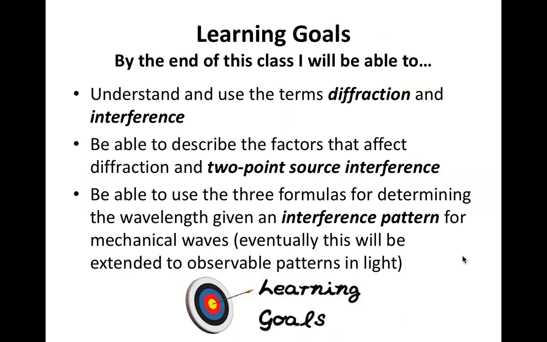So the learning goals for this lesson are to understand and use the terms diffraction and interference, to be able to describe the factors that affect diffraction and two-point source interference, and to be able to use 3 brand new formulas for determining the wavelength given an interference pattern for mechanical waves.